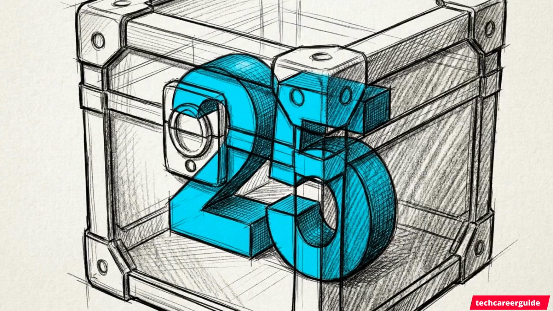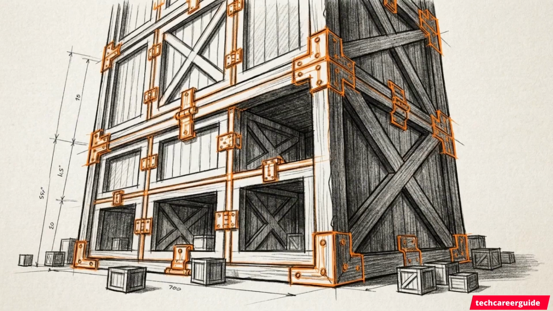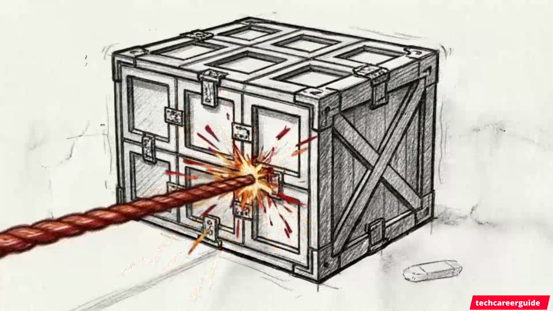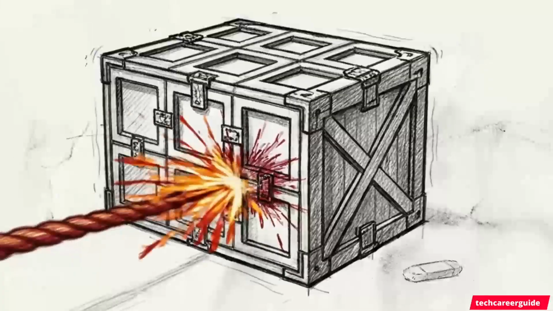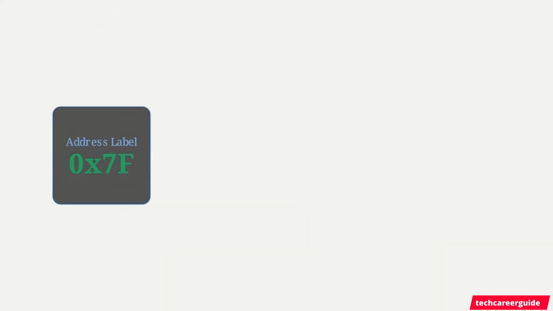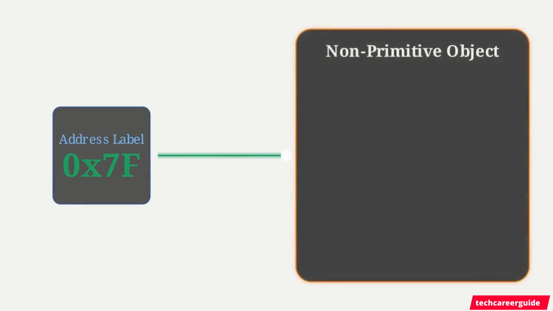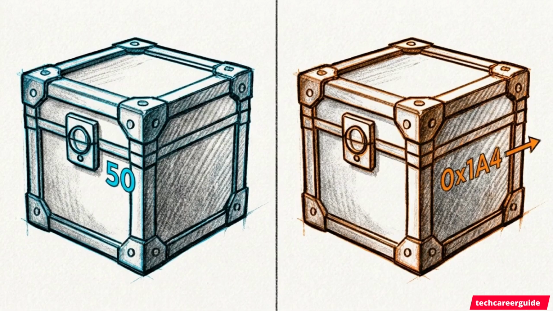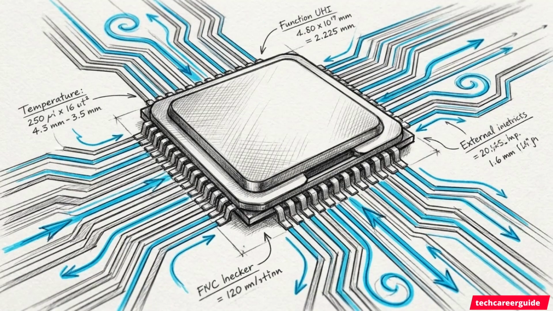Because primitive boxes are small and fixed in size, the computer physically stores the actual value right inside the box. However, non-primitive crates can grow quite large. If the computer had to pick up and move a massive crate of data every single time your code referenced it, the system would slow down significantly. To keep things moving, when we open a non-primitive variable box, we don't find the data itself. Instead, we find an address label, a specific coordinate pointing to where that massive crate is parked in the warehouse. Primitives hold direct values, while non-primitives hold these coordinates. This distinction is the key to how Java handles memory efficiently.